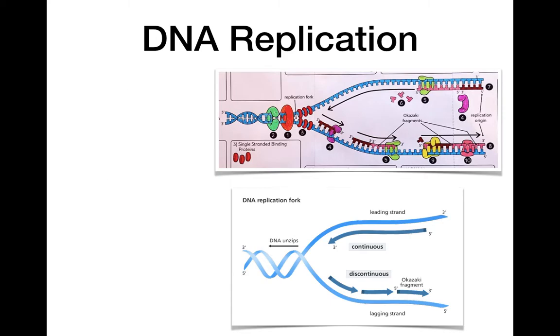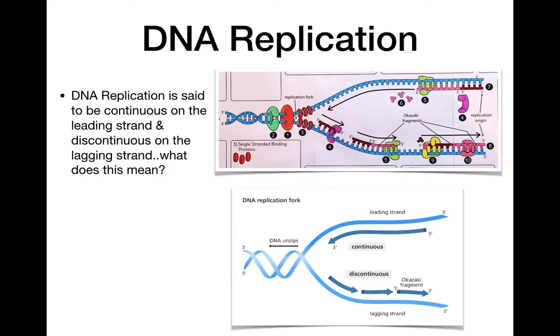All right, so replication. We did talk about replication already with the SLs in 2.7. We're going to now build on that for the HL-specific components you need to know. Replication is said to be continuous on the leading strand and discontinuous on the lagging strand. And we already talked about that a tiny bit earlier. So do you know what those things are? What does that mean?